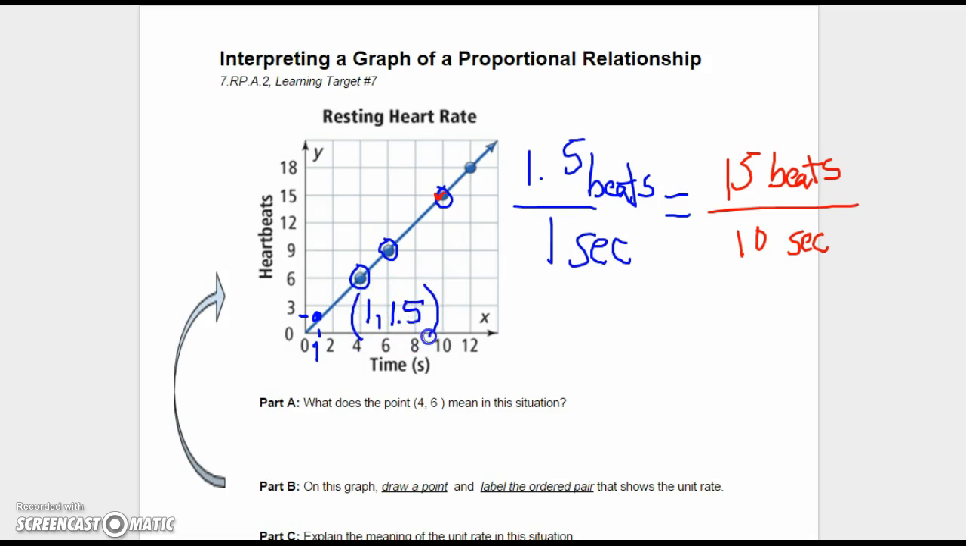1.5 beats. So that's a key here. Finding the unit rate. Use one of the points that you know for sure. And then find that unit rate.